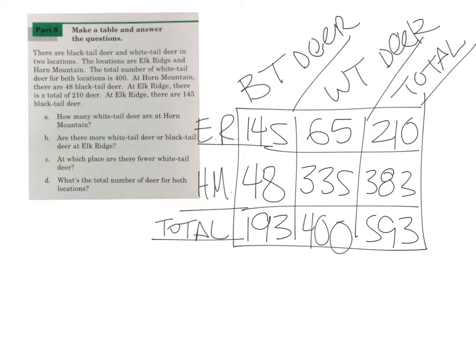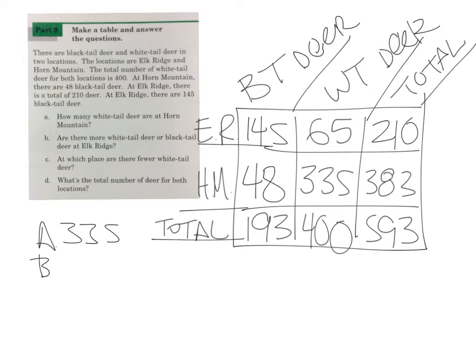Okay, and then for the questions, because of course we're not done till we answer our questions, for A, it says how many white-tailed deer are there at Horn Mountain? So if I'm looking down here, if I have white-tailed deer, and I'm not looking here, I need Horn Mountain. White-tailed deer at Horn Mountain are 335.